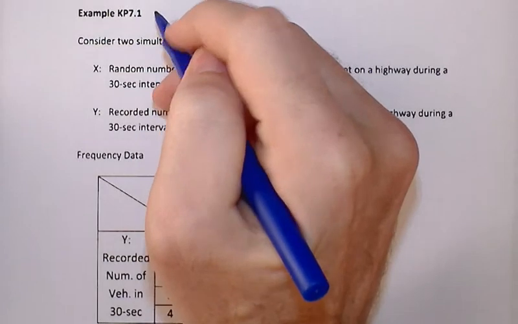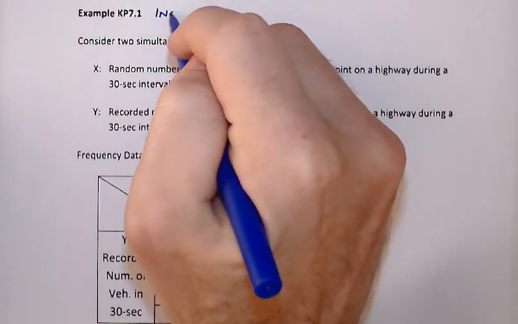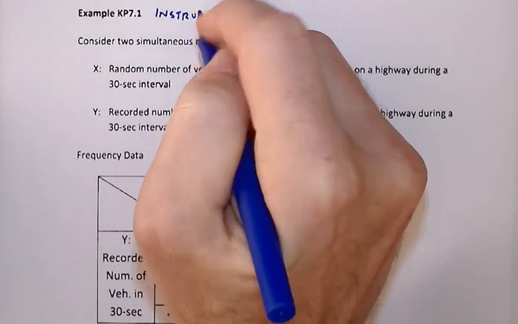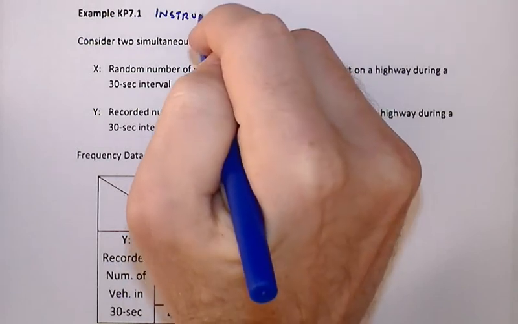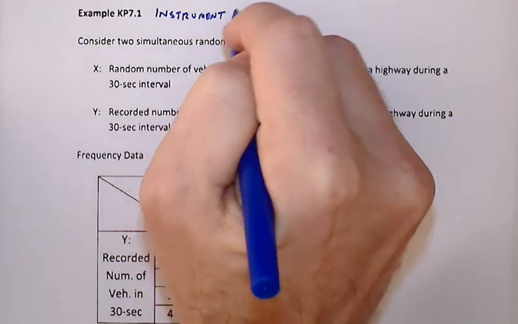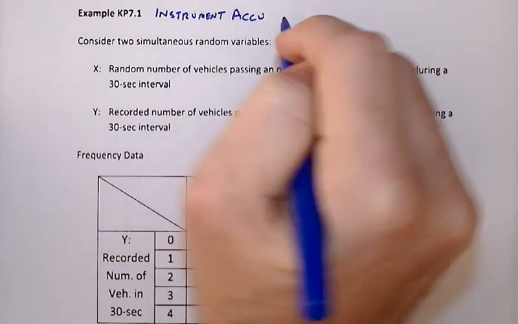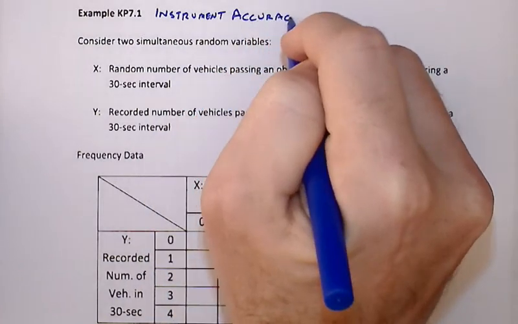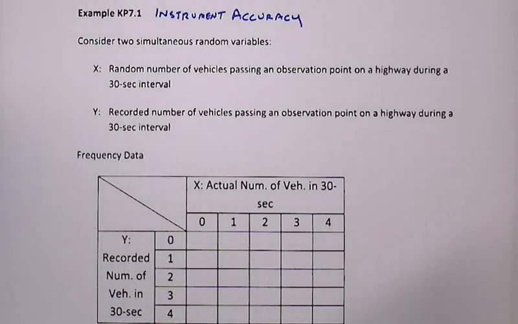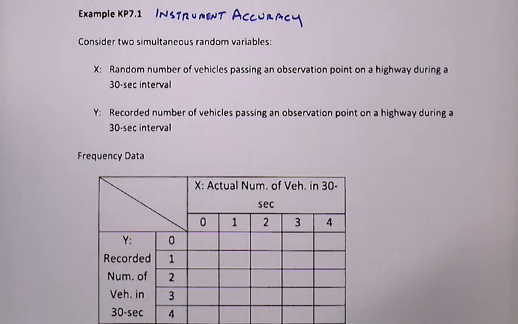If you have not yet downloaded and printed the example KP 7.1 associated with instrument accuracy, then please do so. Print it out. If you don't have access to that for some reason, then all is not lost. Simply stop the video and write down what you see here, and then we'll charge along.